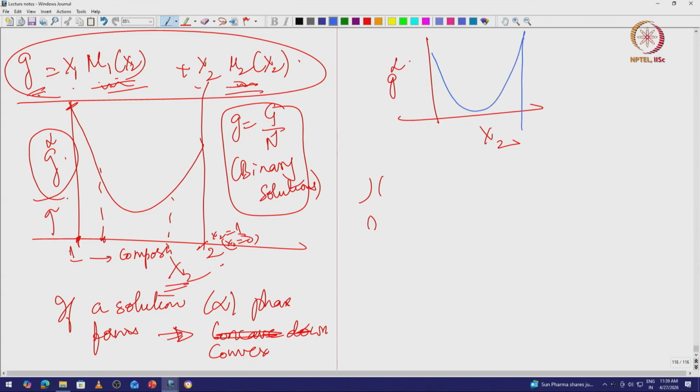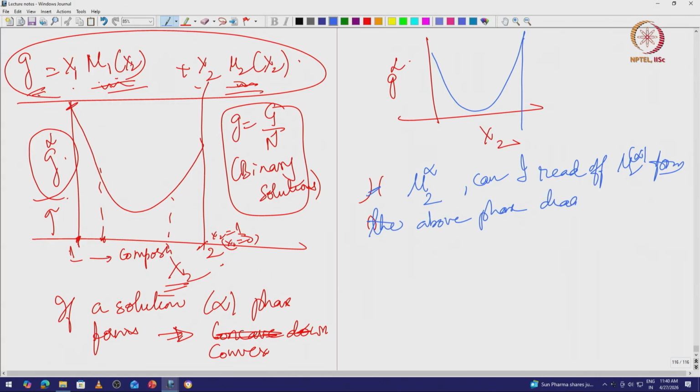And from here I am going to ask you the question, what is mu 2? Can I read off mu 2 of alpha from the above phase diagram? Now, remember, how did we define mu 2? Mu 2 is the change in the total Gibbs free energy, this is Gibbs free energy, not the average Gibbs free energy, when I change N2. So, this is how we define mu 2.